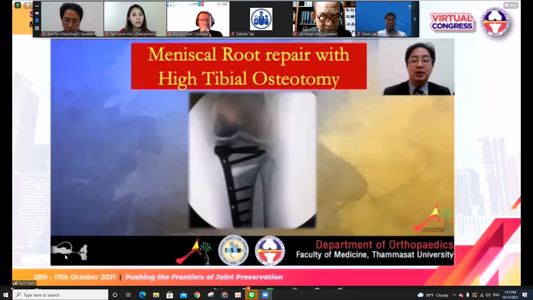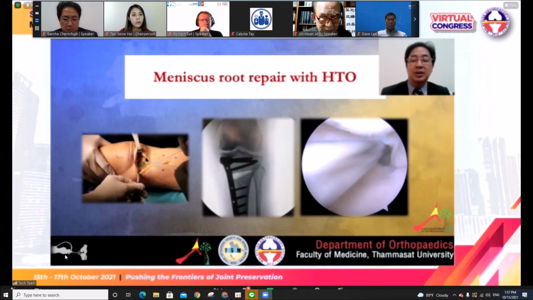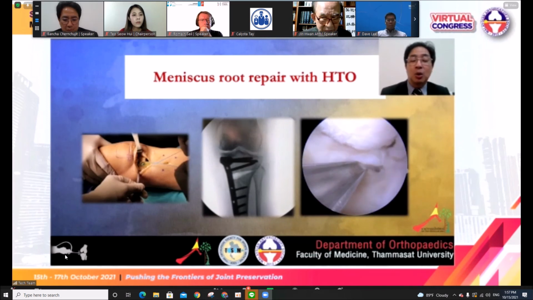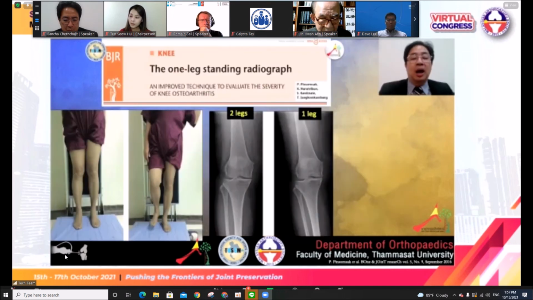When should we do HTO in root tear? Some root tear patients present late and have malalignment. So HTO combined with root repair is the way to manage this situation. I prefer the one leg standing view because many times the two leg standing view looks very normal. This technique is very useful to detect the actual joint space narrowing and axis deviation.